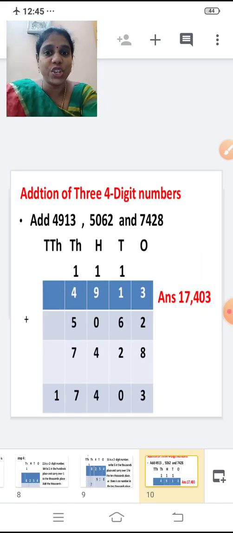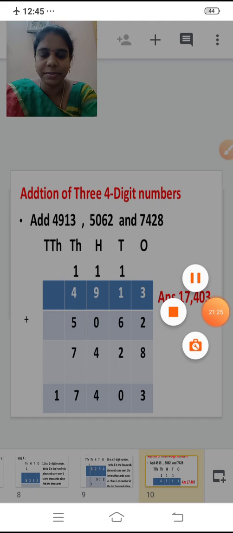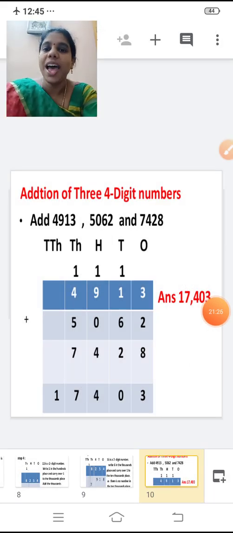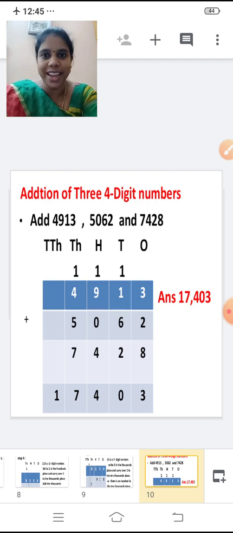Now we'll see addition of 4-digit numbers. How to add 3 4-digit numbers? Yes. So first, we are going to add 4,913, 5,062, 7,428. Shall we add this now?